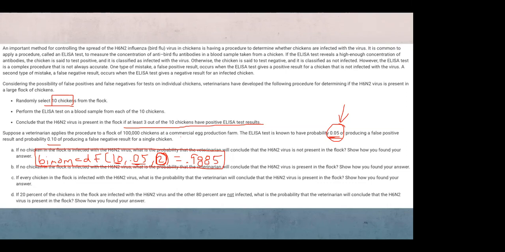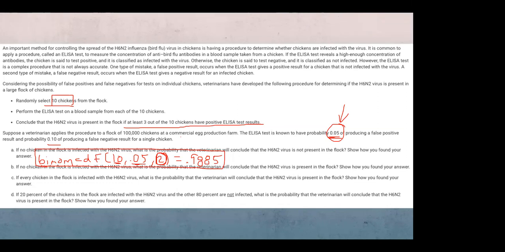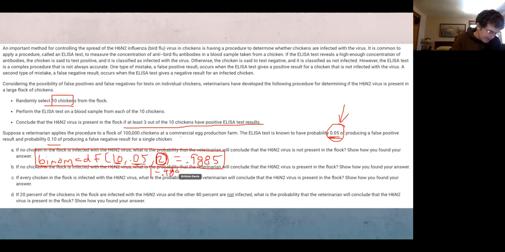Is it just the opposite of 0.9885? Yeah, it's the complement. So if I can squeeze this in, it's just going to be 1 minus 0.9885, which is going to be 0.0115. Just over a 1% probability that's going to happen.